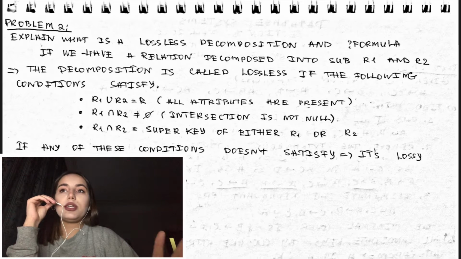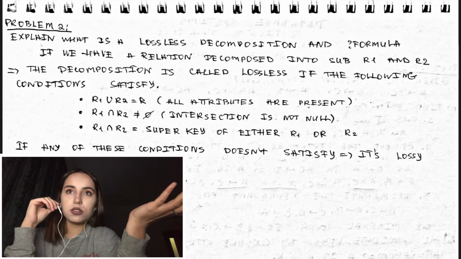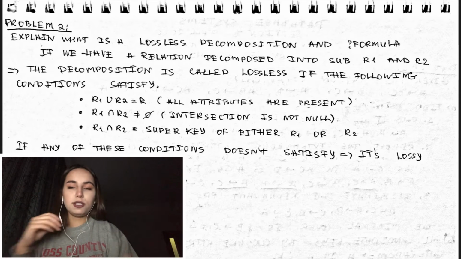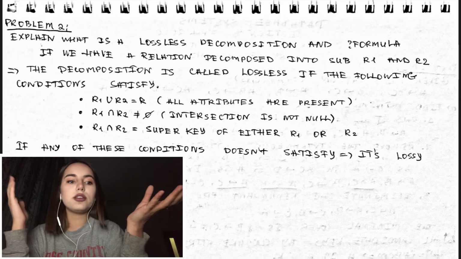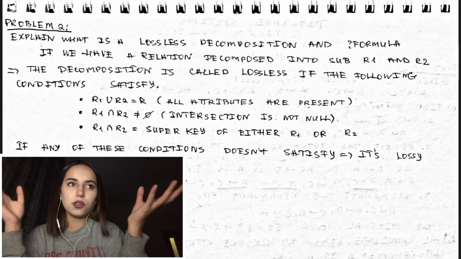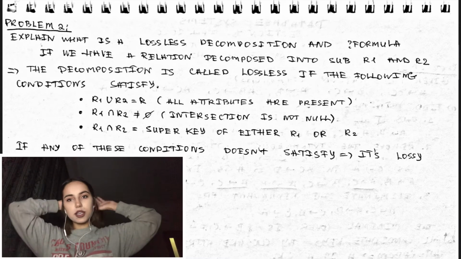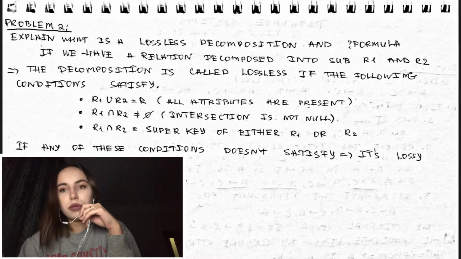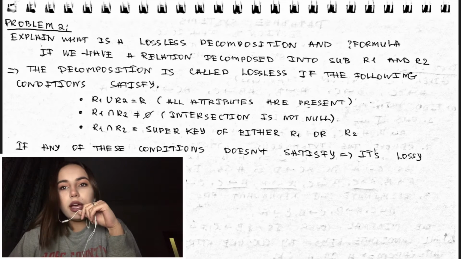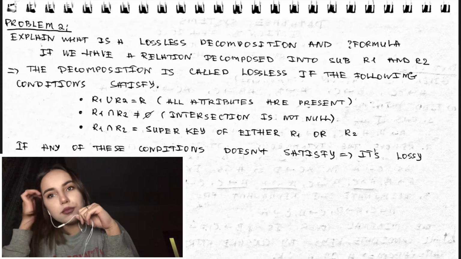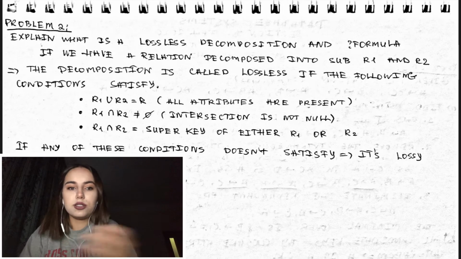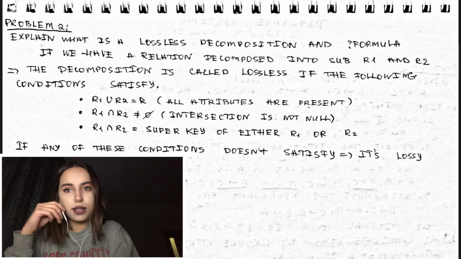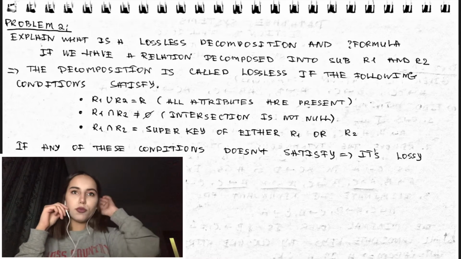If we have a relation decomposed into sub-relations R1 and R2, its decomposition is called lossless if, let's say we have an initial table and we try to split it into several relations, let's say R1 and R2. So if we try to reconstruct that initial relation by the join function, we have to get the exact same relation, and we can't have missing data. If we get at least one missing data, then the decomposition is not lossless.